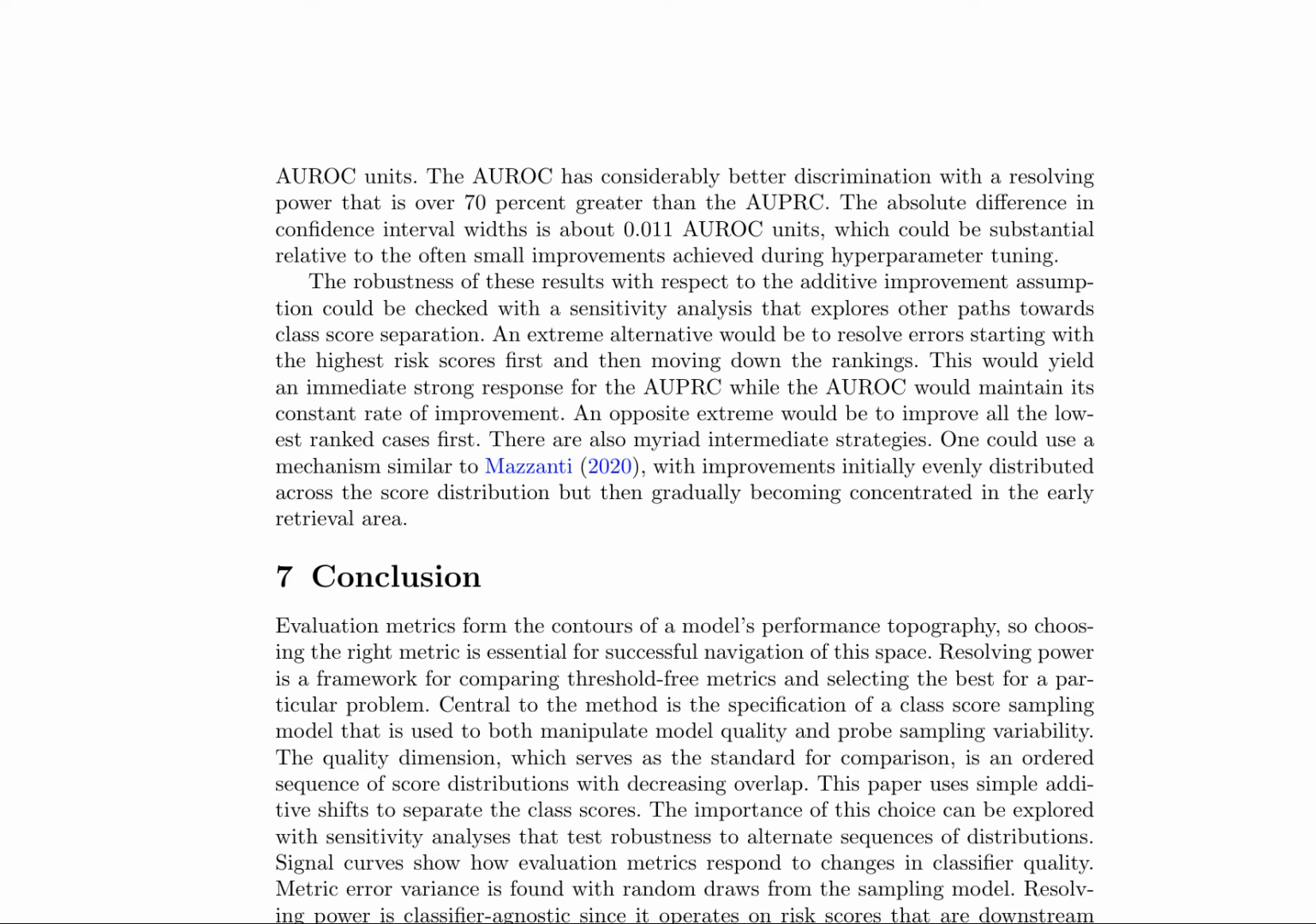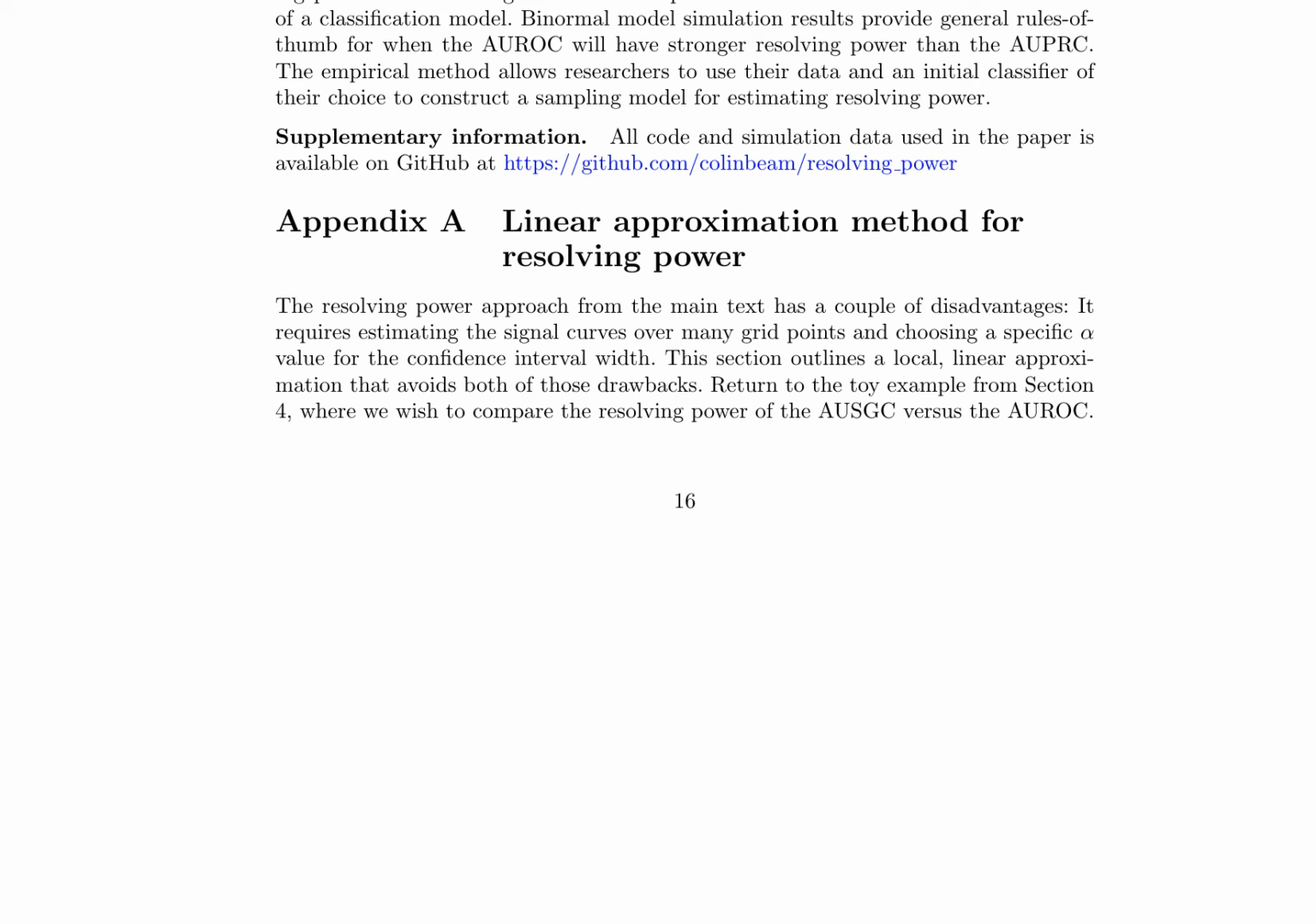In conclusion, evaluation metrics play a crucial role in navigating a model's performance topography, and choosing the right metric is essential. The resolving power framework provides a method for comparing threshold-free metrics and selecting the best for a particular problem. This framework involves specifying a class score sampling model to manipulate model quality and probe sampling variability. The quality dimension, which serves as the standard for comparison, is an ordered sequence of score distributions with decreasing overlap, achieved in this paper through simple additive shifts.